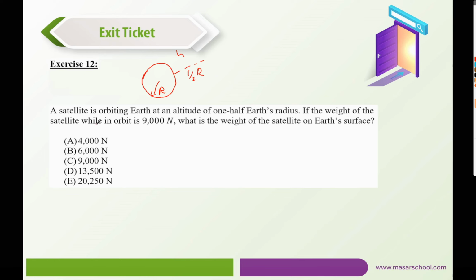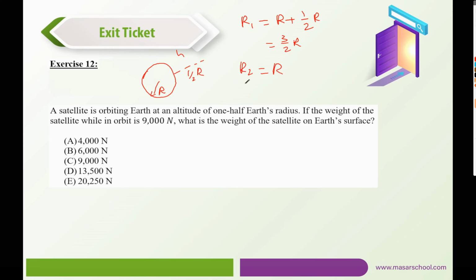If the weight of the satellite while in orbit is 9,000 newtons, what is the weight of the satellite on Earth's surface? So the initial radius R1 is R plus half R, which is 3 over 2 R. I didn't mean the radius, but I meant the separation distance, which is the distance from the center to the satellite itself. Now R2 is the new separation distance, in which the satellite is located on the Earth's surface, and is given by R.